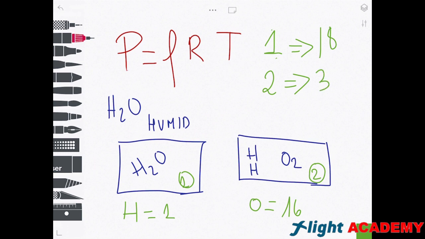But in number 2 we have 2 hydrogen, 2, and 16 doubled, which is 32, plus 2, 34. Number 2 weighs more. That means the density here is bigger than here. So if the density when it's humid is lower, the density altitude is higher, which means that we don't like it, it is working a little bit worse.